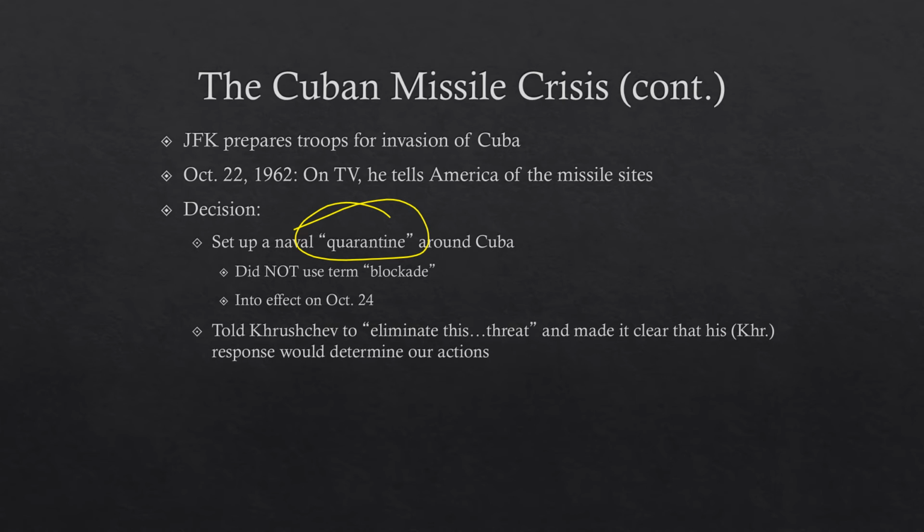And he basically puts the ball in Khrushchev's court. He tells Nikita Khrushchev, eliminate this threat, meaning the weapons, tell the Cubans to take them down. And he makes it very clear that Khrushchev's actions, his response, would determine our actions. Again, he puts the ball in Khrushchev's court. Kennedy has no intention of firing the first shot, but our actions are going to depend on how Khrushchev responds to us in this moment.